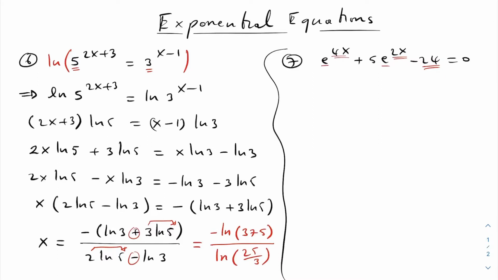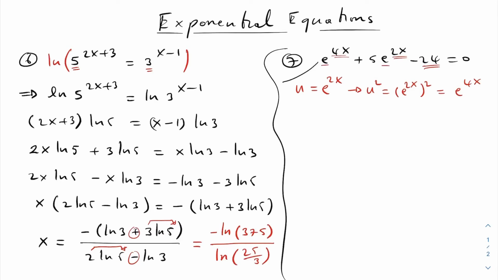And so I'm going to have here u, which is my substitution variable, equals e to the power of 2x. And so if that's what I'm using, then u squared should be equal to e to the power of 2x squared, which is the same thing as e to the power of 4x. And of course, I've squared u here on purpose because I knew that since my other exponential term had a power that was twice the power of the other term, I would have to have u squared in order to get that term. And so now you can rewrite your expression as u squared plus 5u minus 24 equals 0.